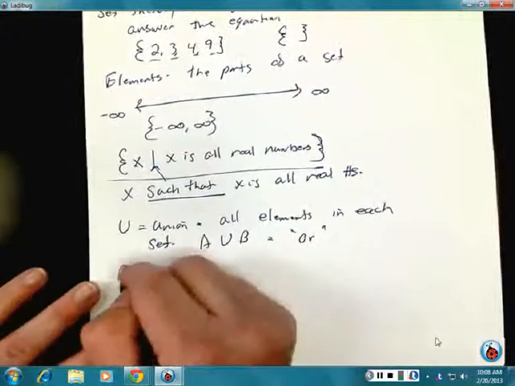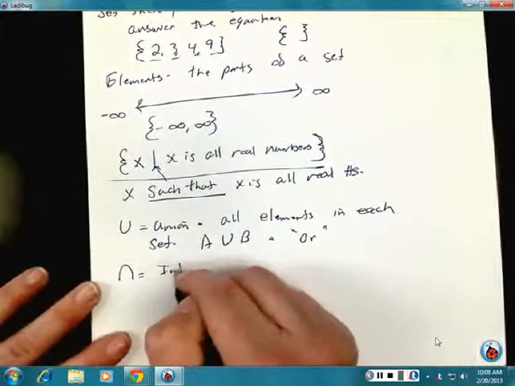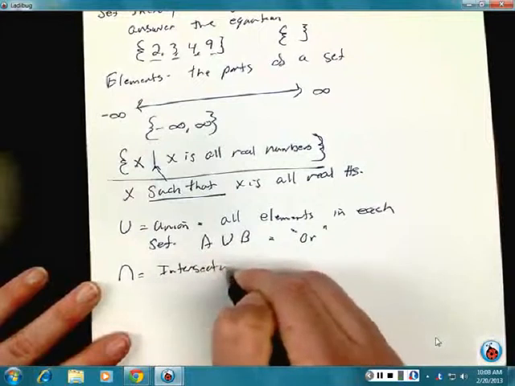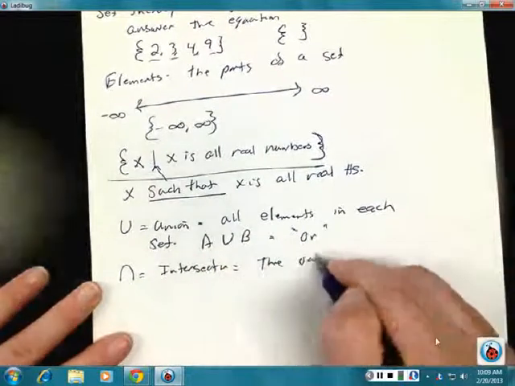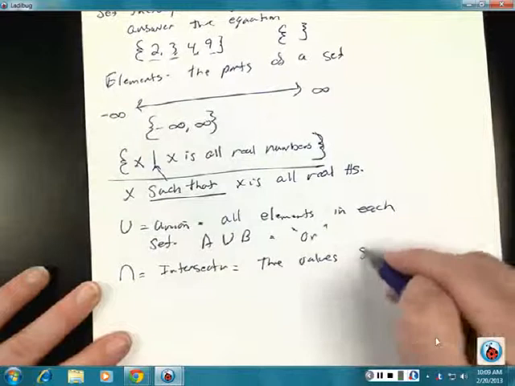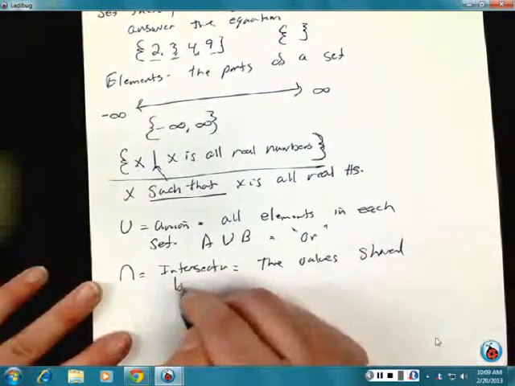If you have an intersect, that is the values shared between sets.